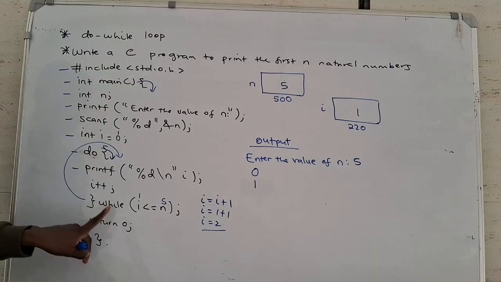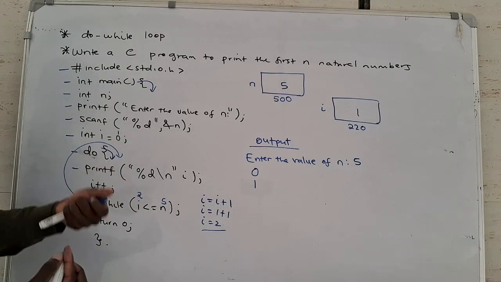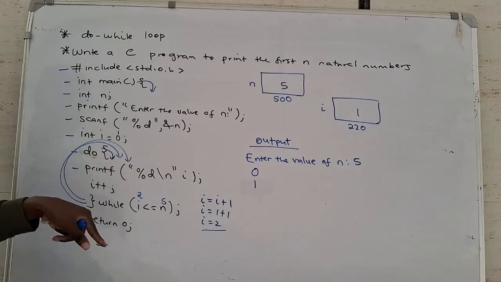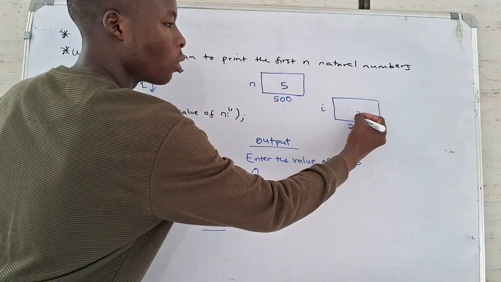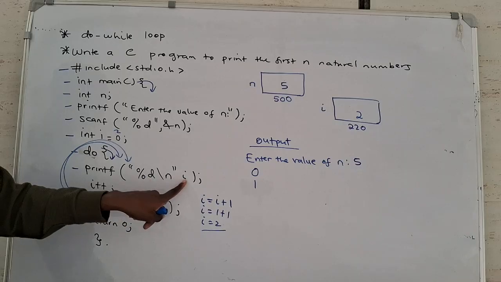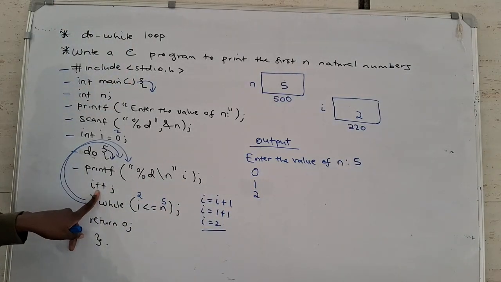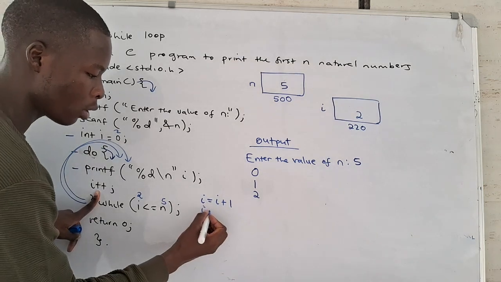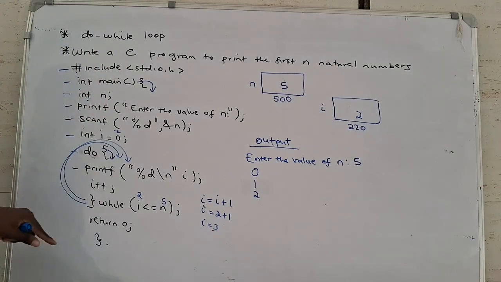It is going to check while 2 is less than 5. Yes, 2 is less than 5. So it is going to enter again into the do while loop. I is now 2, so 2 is going to be printed. After printing this 2, it is going to be incremented. So I is equal to 2 plus 1. The new value of I is 3.